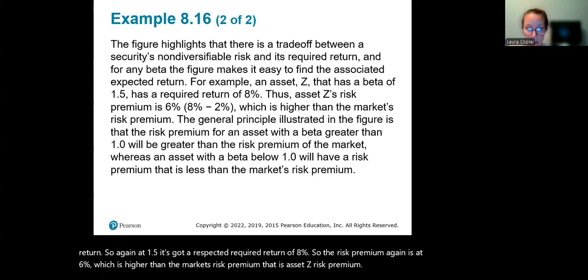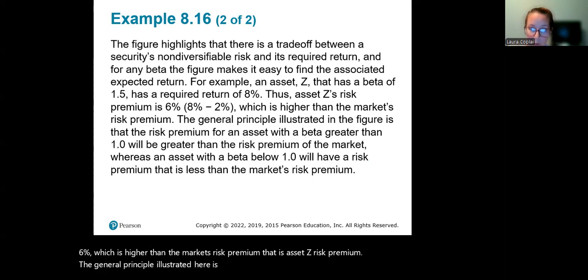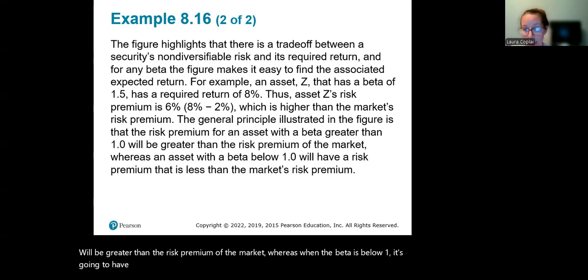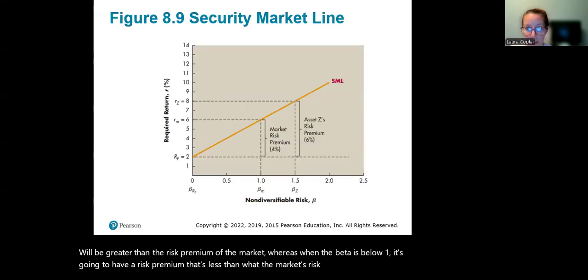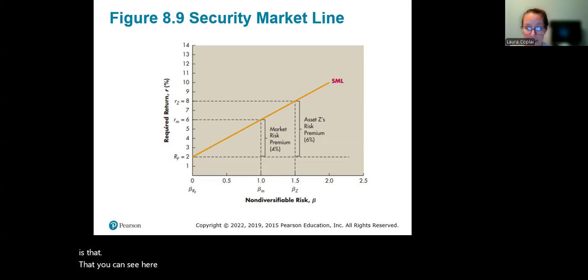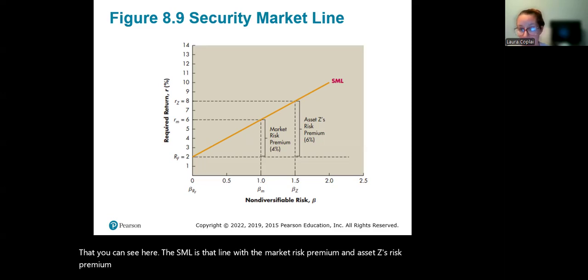The general principle illustrated here is that the risk premium for an asset with a beta greater than 1 will be greater than the risk premium of the market. Whereas when the beta is below 1, it's going to have a risk premium that's less than the market's risk premium. So again, you can see here the SML is that line with the market risk premium and asset Z's risk premium. So we can see that asset Z has a higher risk premium than the market.